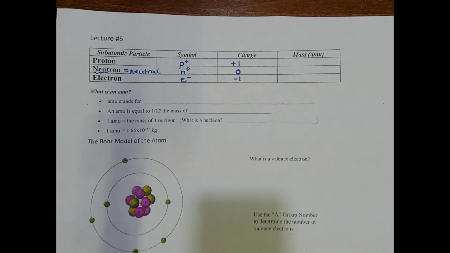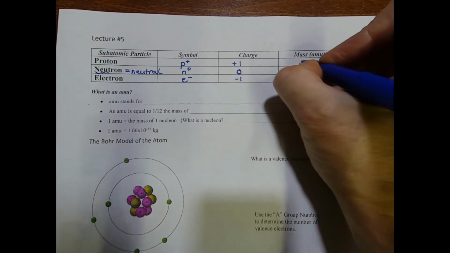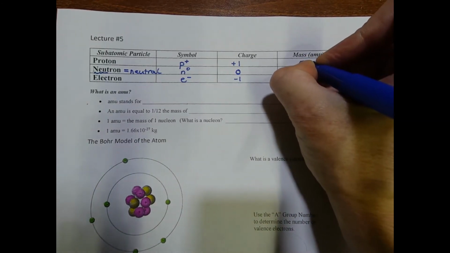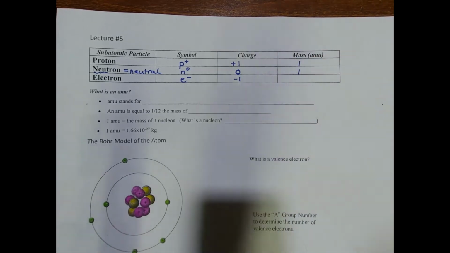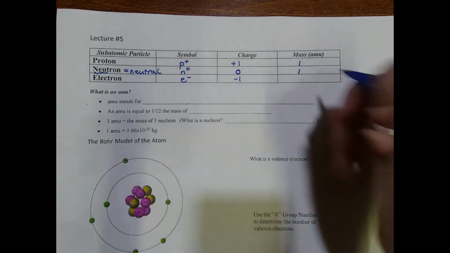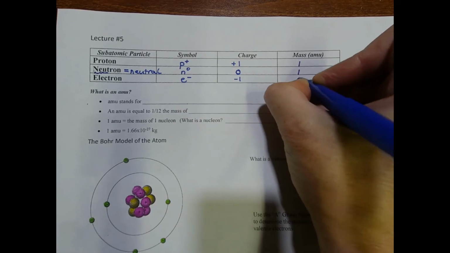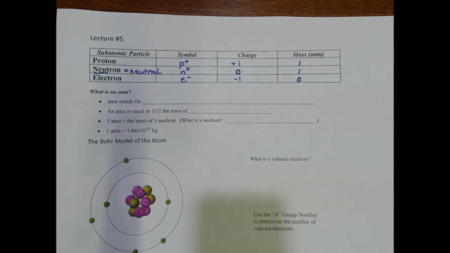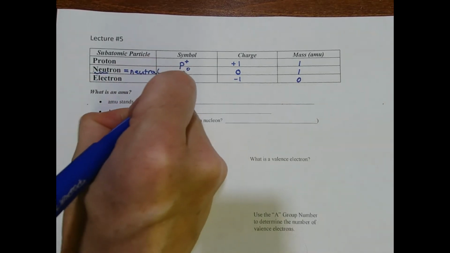The masses are also important. Protons and neutrons are located in the nucleus, and they both have a mass of 1 AMU. Electrons do have mass, but the mass of the electron is so much smaller compared to the proton or the neutron. So in terms of AMU, since it's so much smaller, we say that the electron has 0 AMU. And I keep on saying AMU. AMU stands for atomic mass unit.